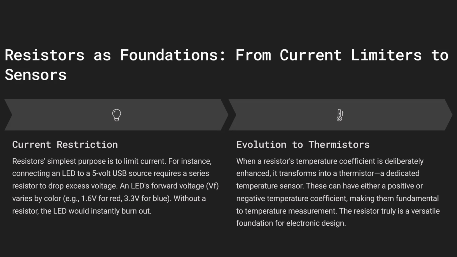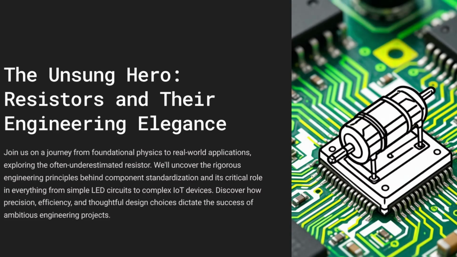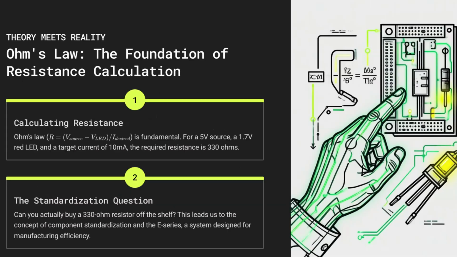Right. So if you apply the full 5 volts directly, that LED is going to burn out instantly. So we need a series resistor to drop that excess voltage. The math is pretty simple, just Ohm's law. R equals the source voltage minus the LED voltage divided by the current you want. And the workshop used specific values, 5V source, a 1.7V red LED, and they wanted a target current of 10 milliamps. And that calculation gives you 330 ohms.